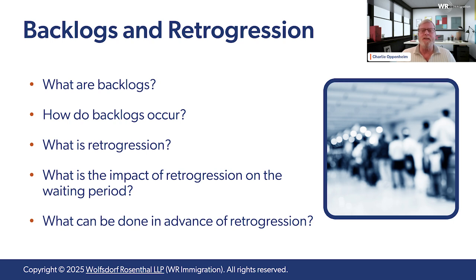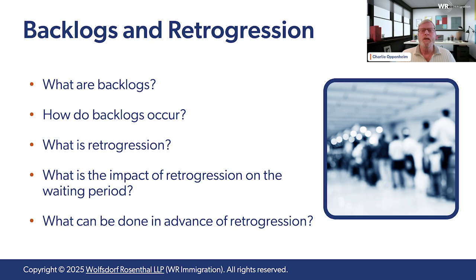Therefore, there is a backlog on those that cannot be processed. Sometimes, if the annual limit is 1,000 and it gets toward the end of the year and the State Department realizes, okay, if we leave the final action date that was announced for August in place, that's going to result in more than 1,000 people having received visa numbers by the end of September.